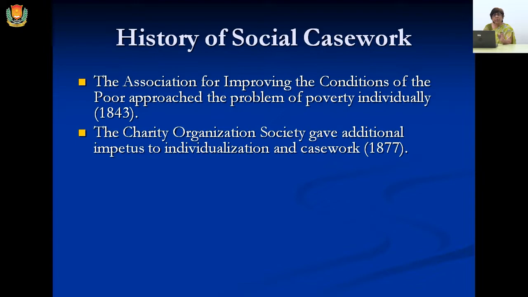And the Association for Improving the Conditions of the Poor approached the problem of poverty individually. This history began in 1843. In all countries, abroad and in India, many associations worked to improve the conditions of the people. They organized many seminars, they also worked at the community level, and they also worked with individuals to solve their problems and to bring people out of poverty, and individually they helped people to come out of various problems.